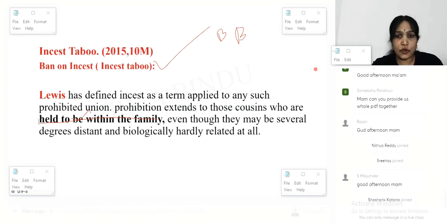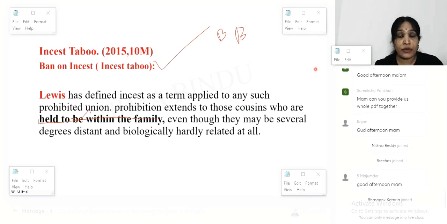But when I say this, you may get one doubt: in that case, two sisters' children should be permitted to marry. Two sisters' children are also parallel cousins, so their marriage must be permitted. Yes, logically, yes. But usually two sisters' children's marriages are not preferred because it is patriarchy. In patriarchy, if consanguineous marriages are done, in general they prefer father side relatives.